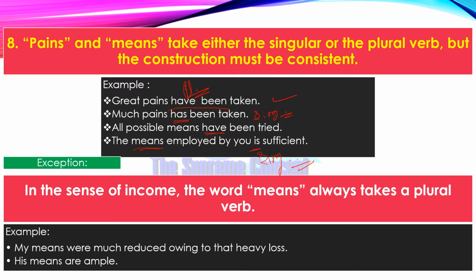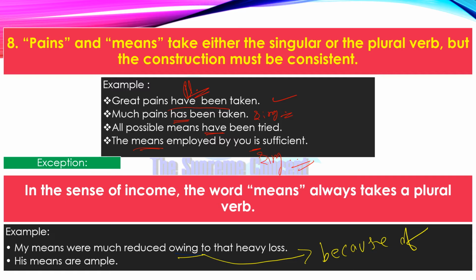And it has an exception too. In the sense of income, the word means always takes a plural verb. Example: my means were much reduced owing to that heavy loss. It says that my means, my income, were much reduced owing to that heavy loss. Owing can mean money yet to be paid, where you are in debt, but here owing to means because of. So my means were much reduced because of that heavy loss.